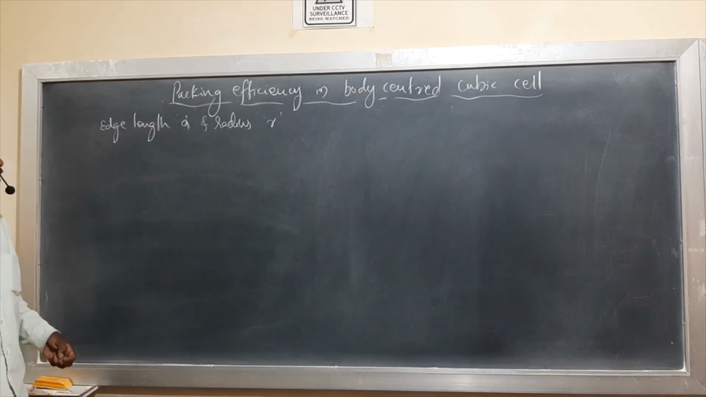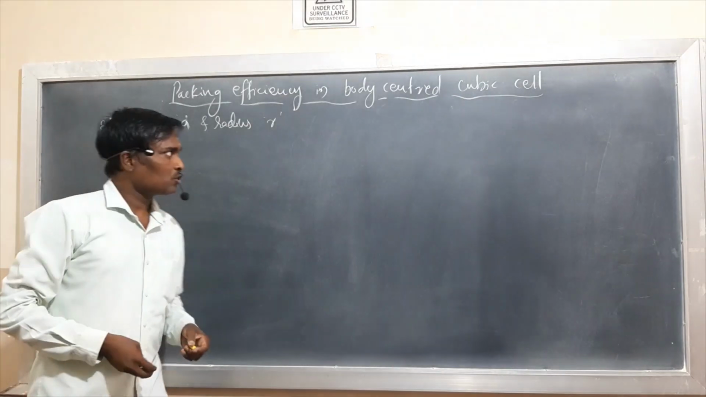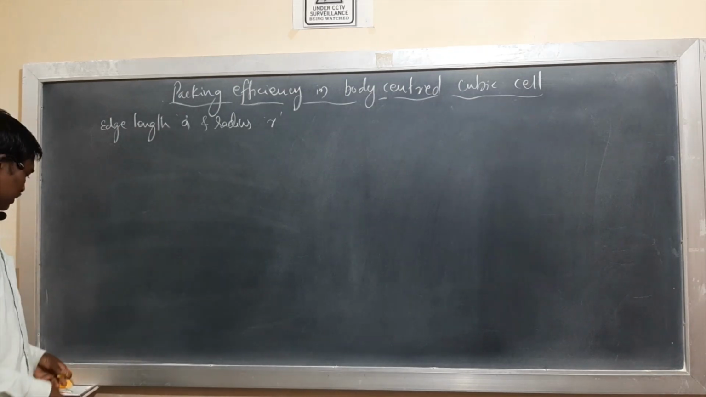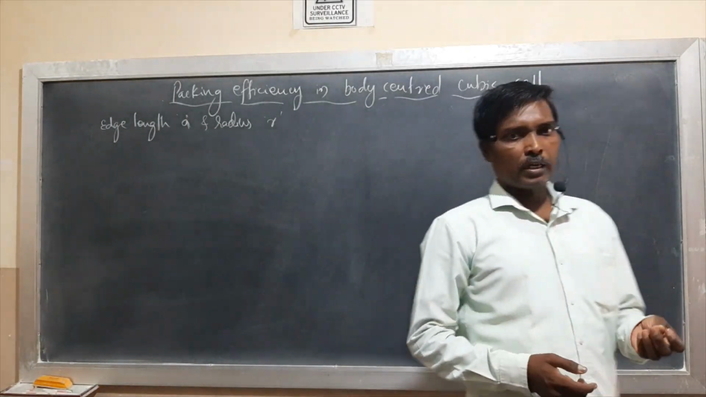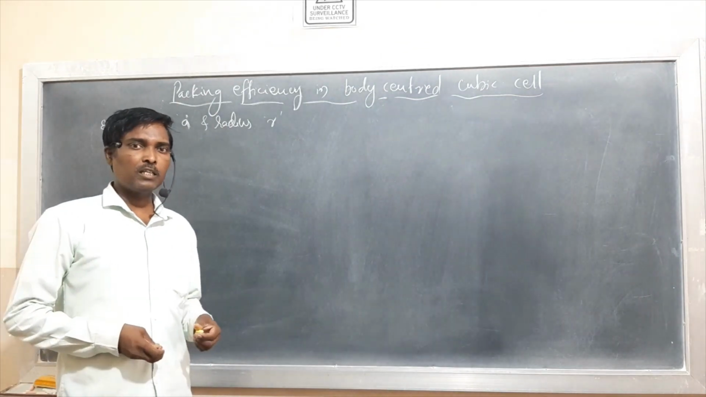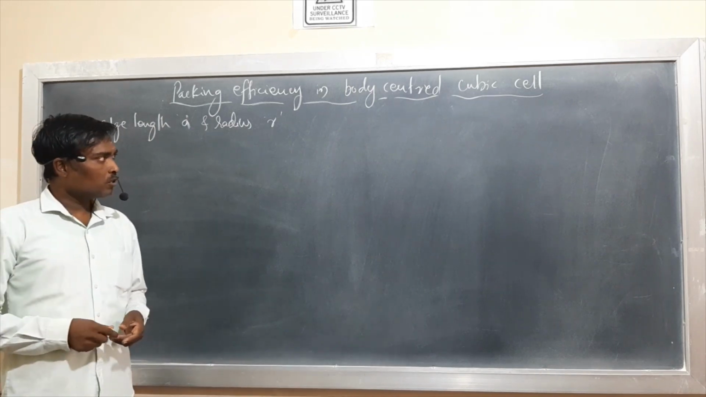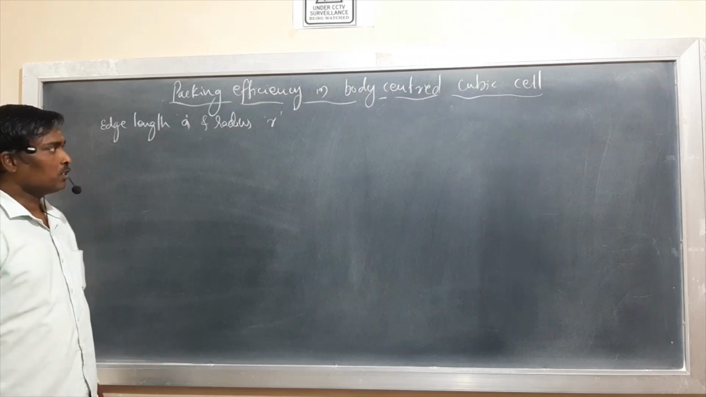Before I calculate the packing efficiency in BCC unit cell, let me explain the arrangement of the constituent particles in the BCC unit cell. In BCC unit cell, we know there are 9 lattice points, of which 8 are corner particles and 1 is present at the center of the cube. So here the diagonally opposite corner particles and the body centered particle are in touch with each other.